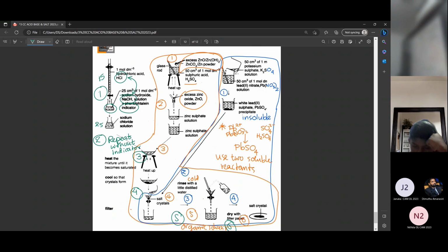Find the volume of HCl needed to titrate sodium hydroxide. Titrate sodium hydroxide again without indicator, a fresh sample. Heat the mixture until it becomes saturated. Now there is no filtration in the middle because there are no insoluble wastes, right? So heat the mixture until it becomes saturated. Let it cool till crystals form. Filter the solution and obtain the crystals. Rinse with organic solvent and then dry with filter paper. Full marks. Even though she hasn't put a lot of information about the titration step, she gets full marks, right?